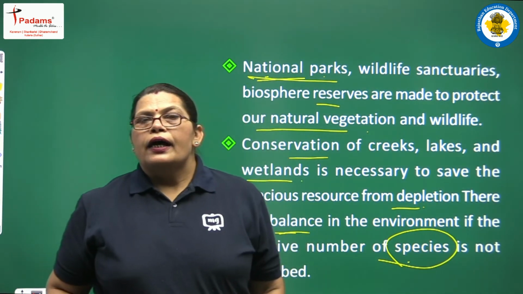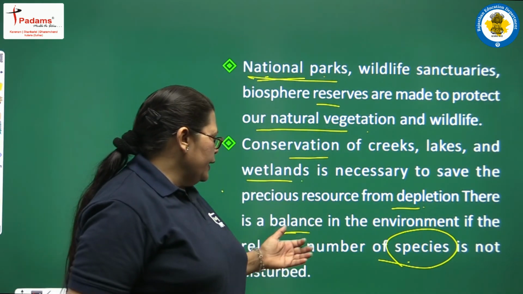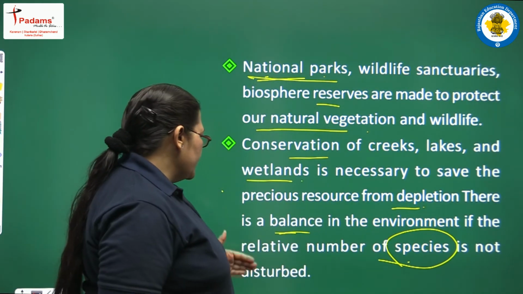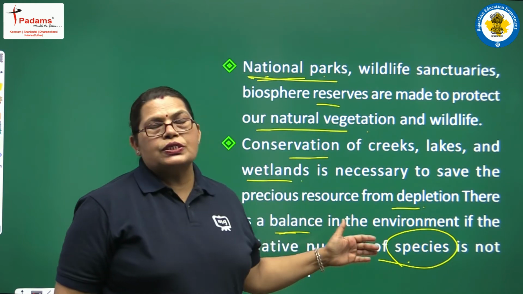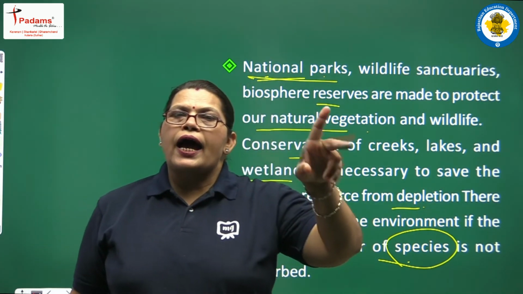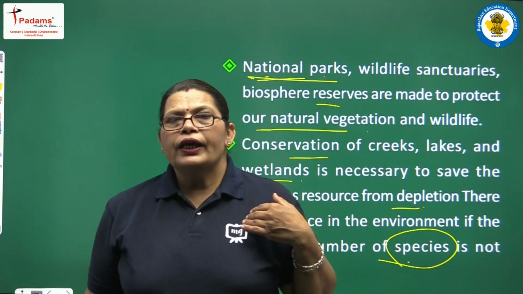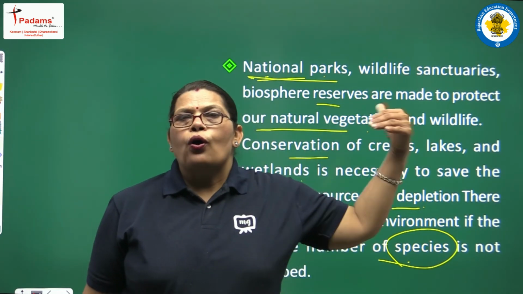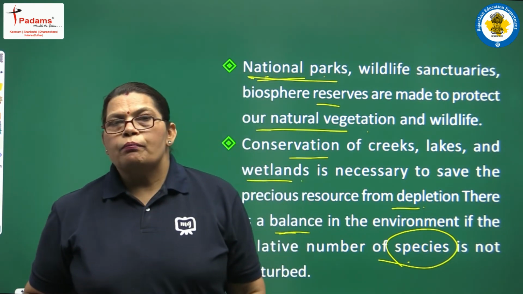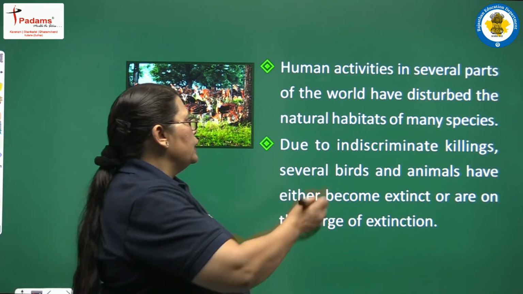So it again depends on ourselves. If we need a balanced environment, it is our moral duty not to disturb all these species, because these species are interdependent on one another, and we human beings also depend on all these animals, all these insects, all these other birds also. So we must conserve all these things.